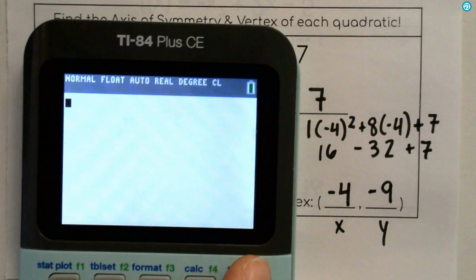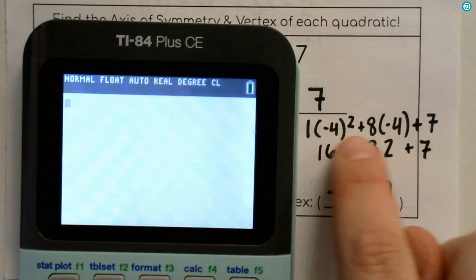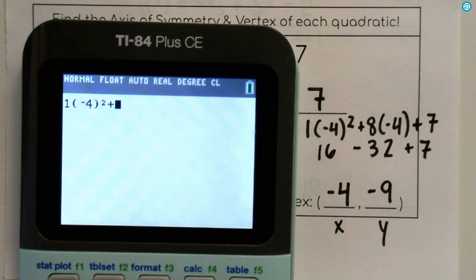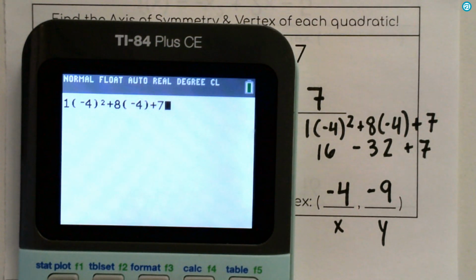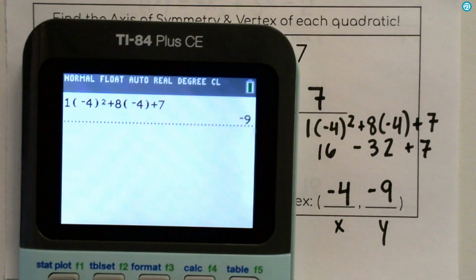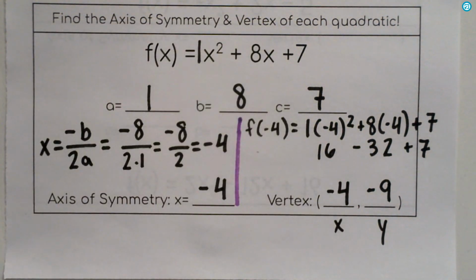If you're going to do it in your calculator, you need to plug this entire row of stuff in. So it's going to be 1 times (-4) in parentheses squared plus 8 times -4 plus 7. I get -9. Okay. Any questions about that first example?